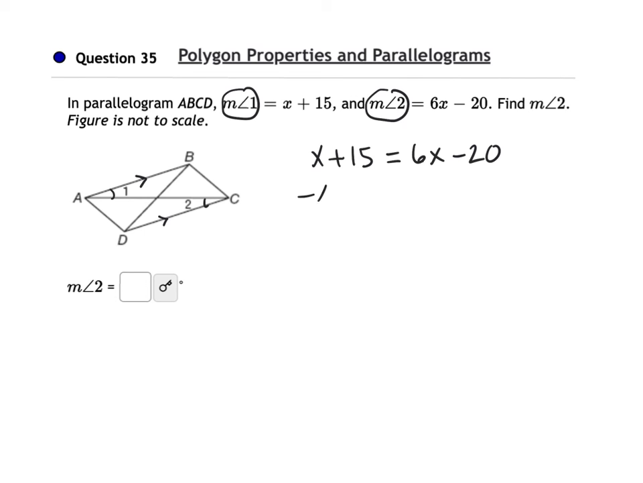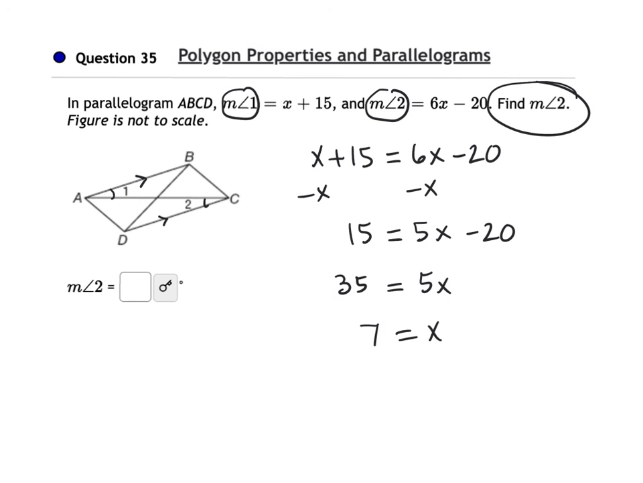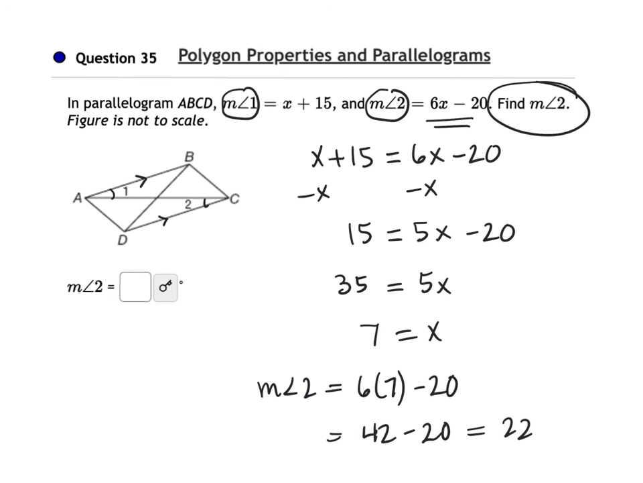Let's solve that quickly. Let's take an x off each side. 15 equals 5x minus 20. Add 20 to both sides. 5x equals 35. Divide both sides by 5, and x is 7. Find the measure of angle 2. Angle 2, the measure of angle 2, was 6x minus 20. That's 6 times 7 minus 20. Now that's 42 minus 20, which happens to be 22. The measure of angle 2 is 22 degrees.